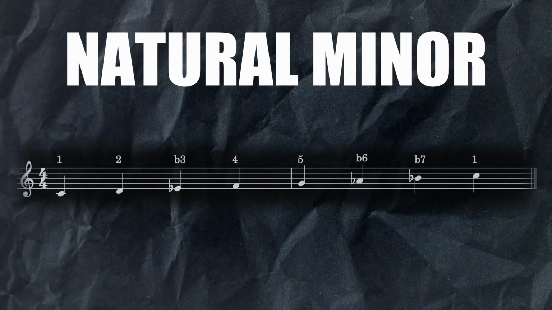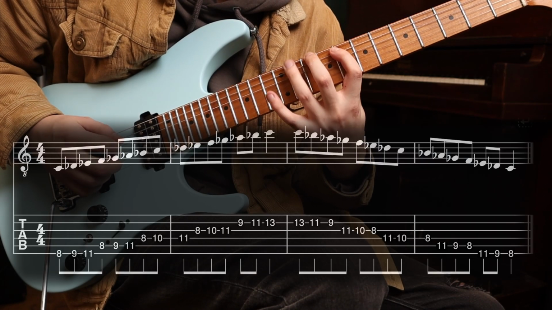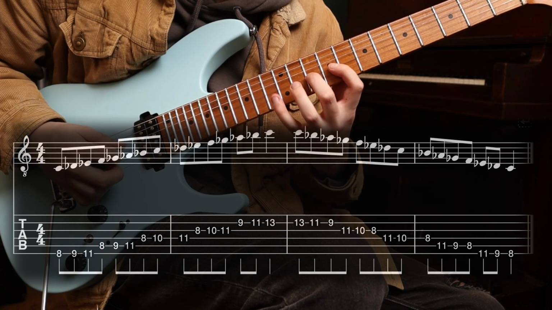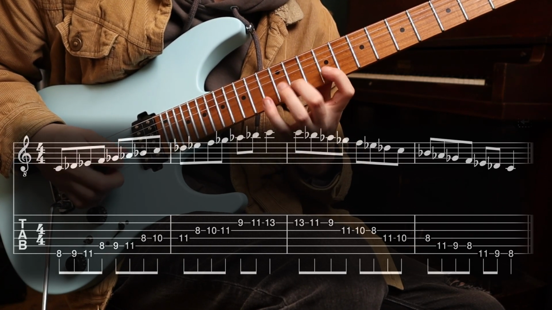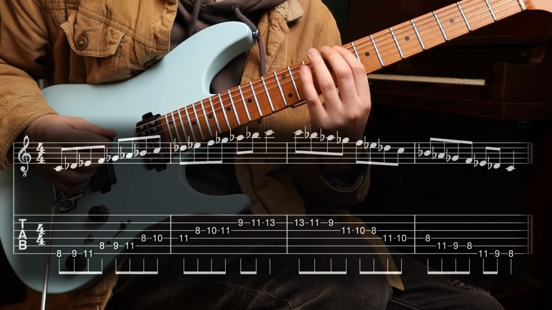The next mode I want to talk about is natural minor, also known as Aeolian, which is the 6th mode of the major scale. The formula for natural minor is 1, 2, flat 3, 4, 5, flat 6, flat 7, 1. It's obviously great for playing over the 6 chord, but also great over playing the 1 chord in a minor key.